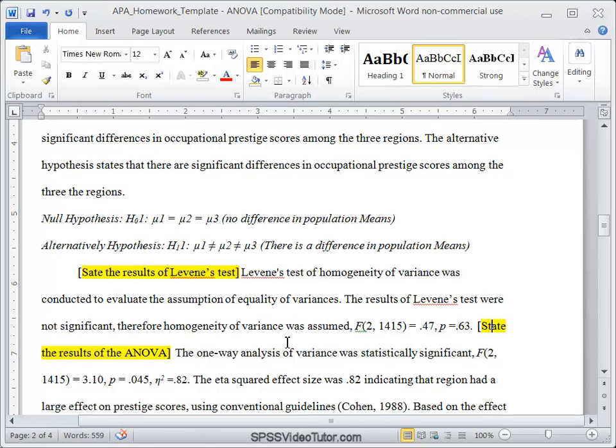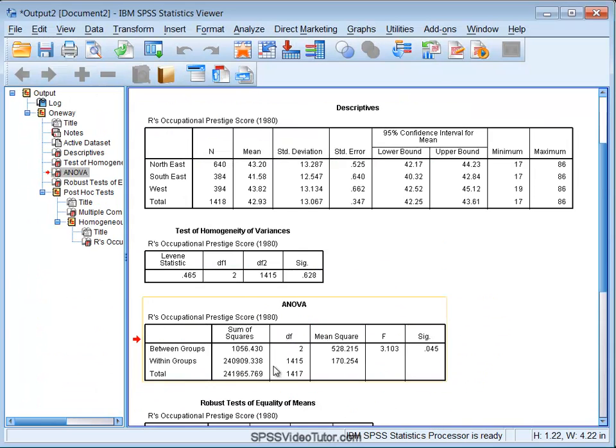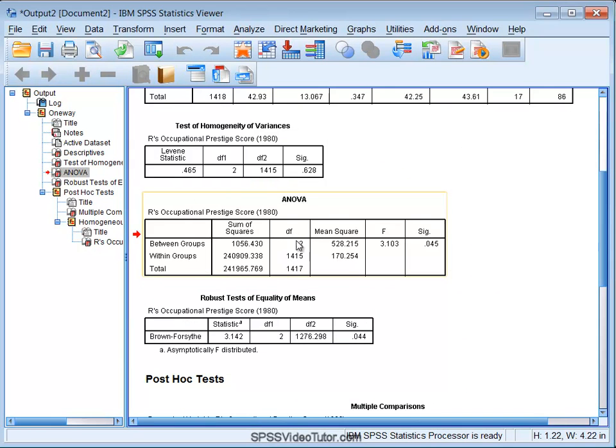Next, you want to state the results of the ANOVA. The one-way analysis of variance was statistically significant. F, degrees of freedom 2, degrees of freedom 1415. Okay, so this is degrees of freedom 1, and this is degrees of freedom 2, and this is the actual F value and the p value. And you get all of this information from the ANOVA table here. So degrees of freedom between groups is 2, within groups is 1415. The F value is 3.10, and the significance level is p equals 0.045. Okay?